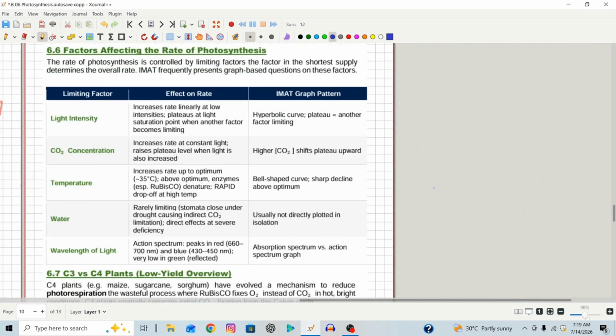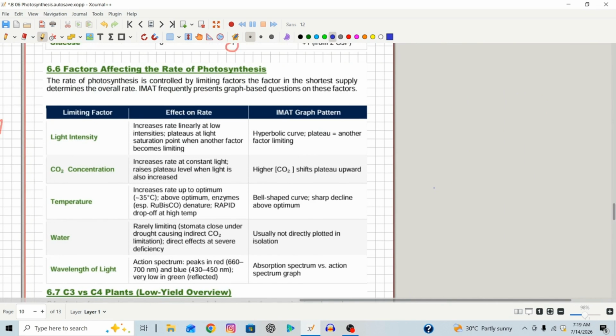So if we talk about the factors affecting the rate of photosynthesis, the rate of photosynthesis is controlled by some limiting factors. The first is light intensity. You know that the greater the light, the more the Calvin cycle, right? Carbon dioxide concentration is also directly proportional. Higher carbon dioxide will also produce more photosynthesis. If you keep increasing temperature, photosynthesis will also increase until it reaches the optimum temperature. What is the optimum temperature? It is 35 degrees Celsius.